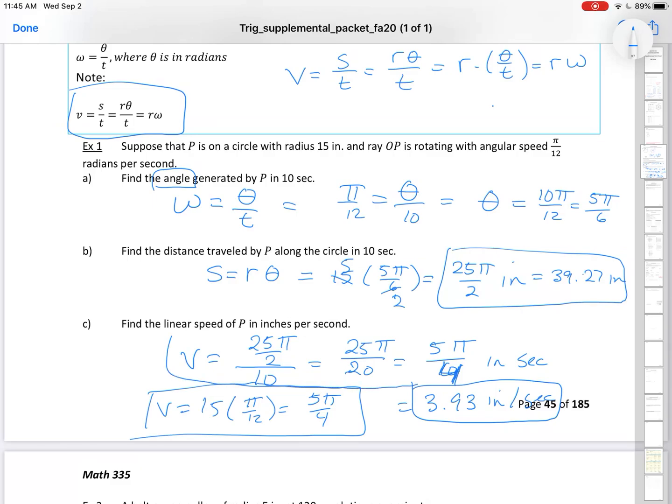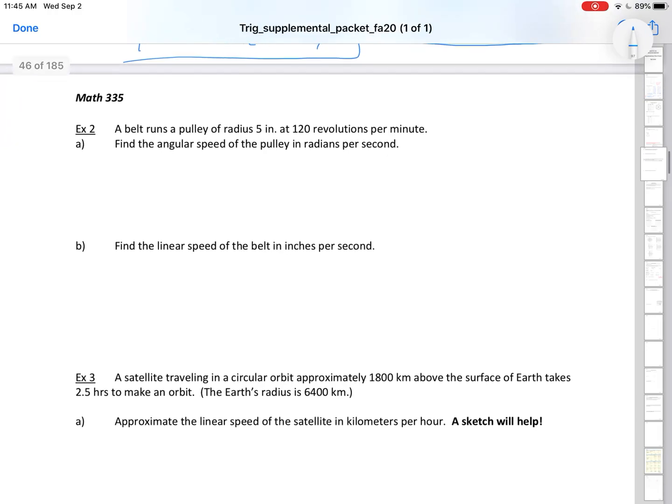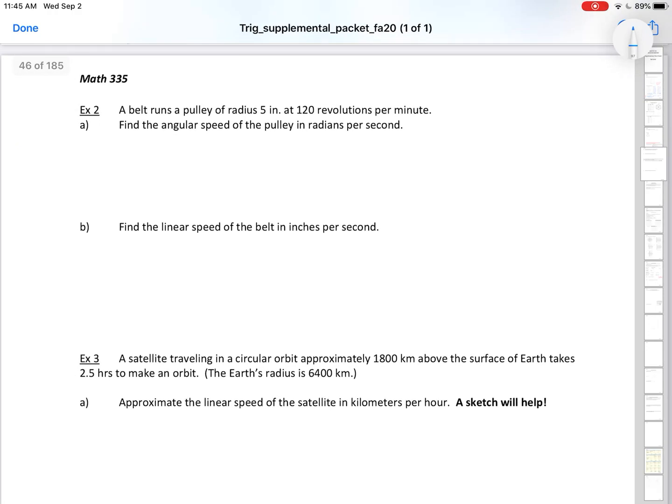Because we had all the numbers, I did it the traditional way, which is simply the distance traveled divided by time. Or we could take the radius times the angular speed. Either one would work, just to show you that that second formula works. So now we're going to get into some specific types of problems.